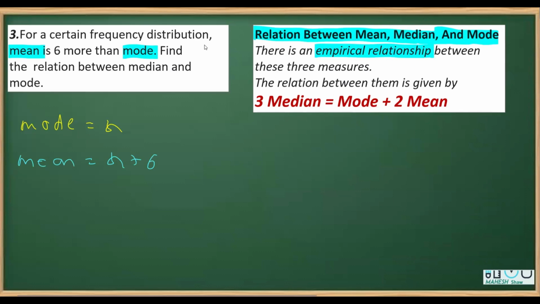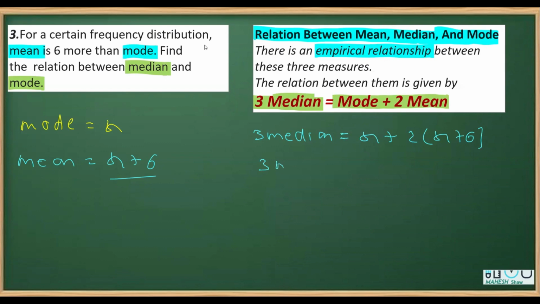Now, since we need a relation between the median and the mode, I have to calculate the median. I'm going to use this relation, that 3 median is equal to mode plus 2 mean. So if I plug in the value, as of now, I'm writing 3 median is equal to mode. Mode is what? X plus 2 times mean, and mean we have calculated as X plus 6 from here.